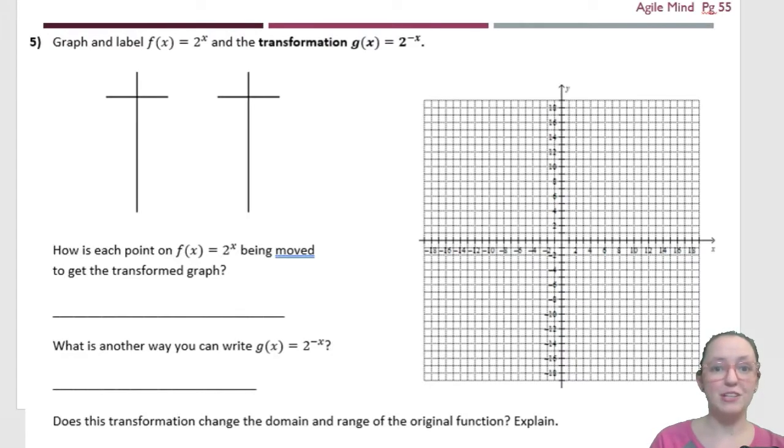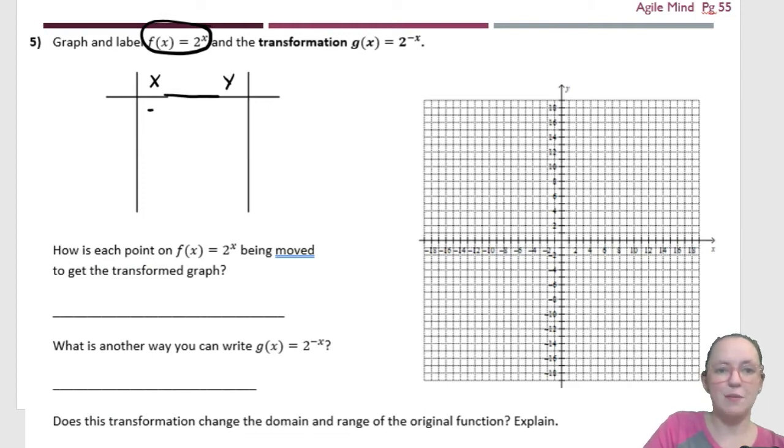Okay, now we're going to look at page 55 in your Agile Mind book, number 5. So we've got our parent function over here, this 2 to the x, and we're going to transform it. But that means we need to start with our parent function. So our parent function is where we're going to pick our x's and evaluate to get our y.